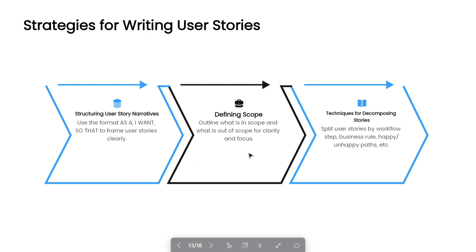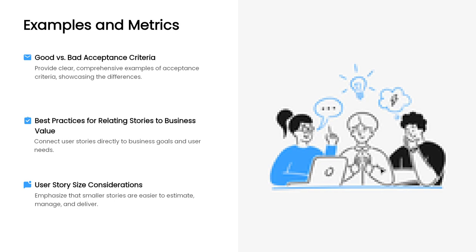Okay, then well-defined scope. Be explicit about what's in and what's out. This clarity helps to prevent misunderstanding and scope creep during development. Then the techniques for decomposing the story. Consider techniques like splitting by workflow step, business rule, or the happy or unhappy path. This approach helps you break down large stories into manageable pieces while maintaining the value of your delivery.